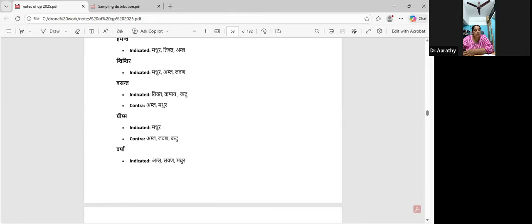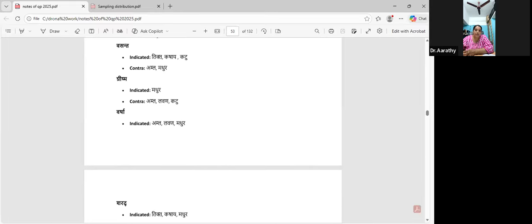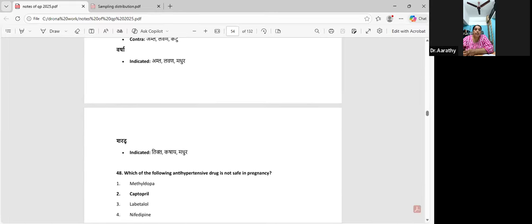Grishma, Madhuram is indicated, while Amla, Lavana, Katu are contraindicated. Indicated rasa Madhuram and contraindicated Amla, Lavana, Katu in Grishma. Varsha, indicated rasa Amla, Lavana, and Madhura, just like Shishira. Sharad Ritu, indicated rasa Tikta, Kashaya, and Madhura.